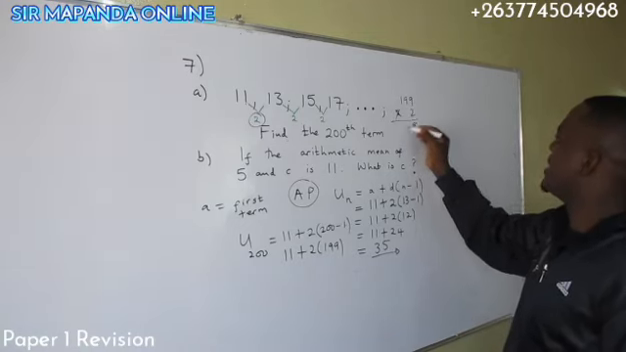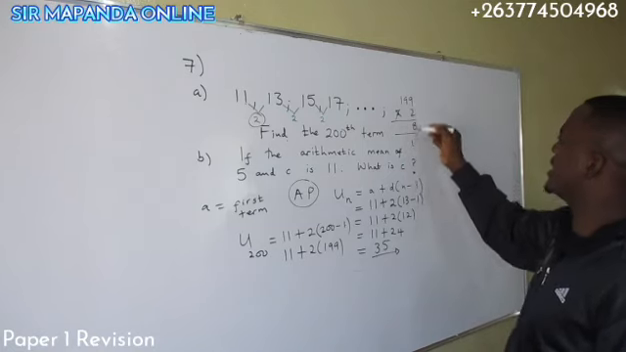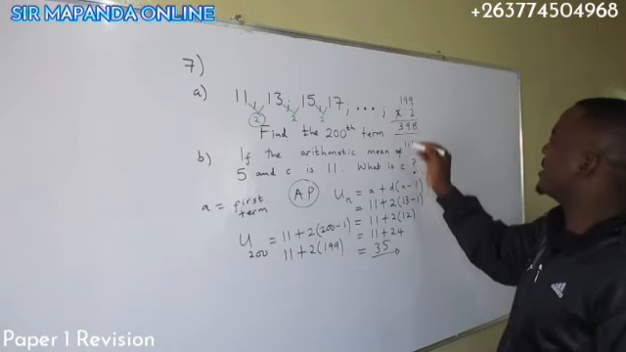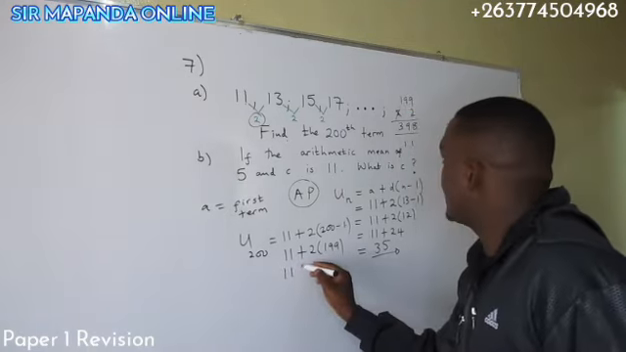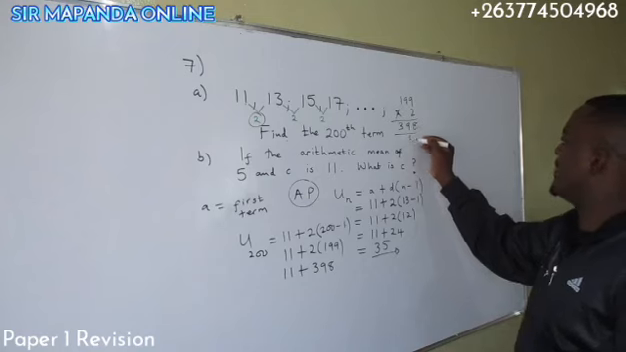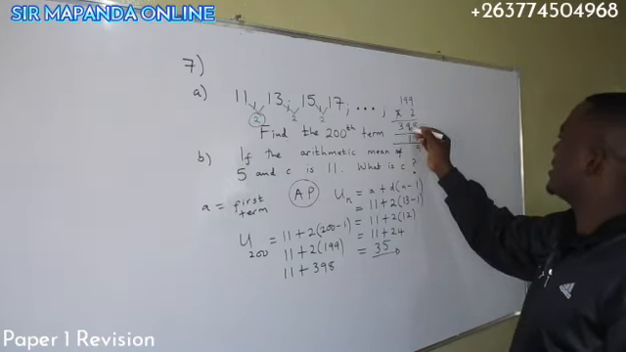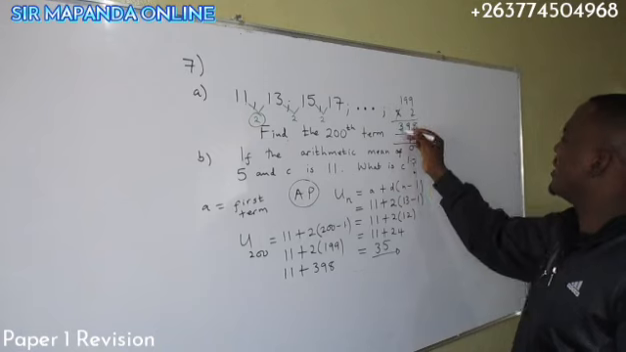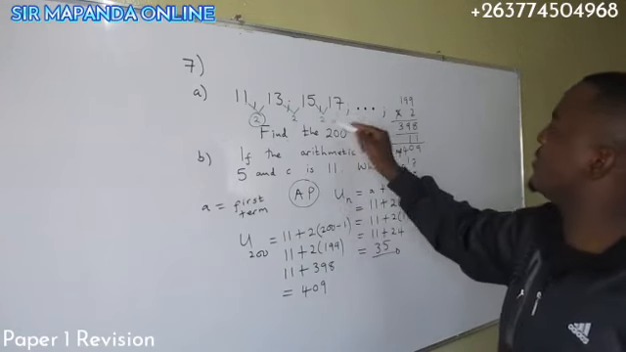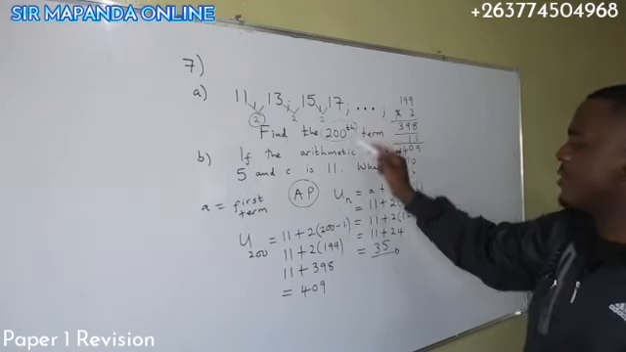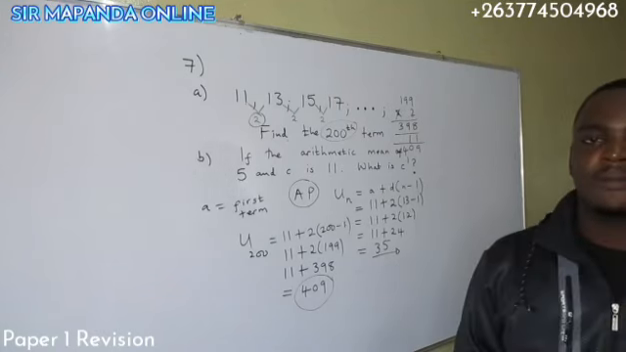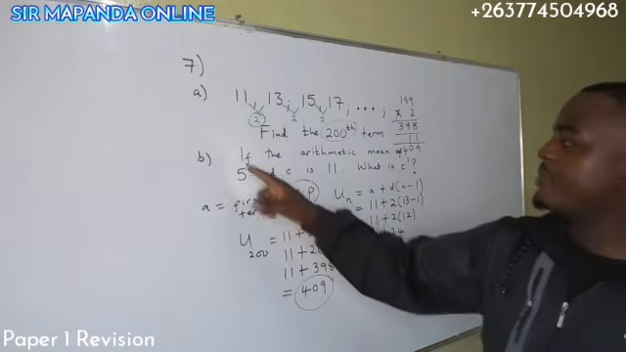2 times 9 is 18, carry 1. 2 times 9 is 18 plus 1, 19, carry 1. 2 times 1 is 2 plus 1, you get 3. So you now have 11 plus 398. So if I add 11 to 398, you get 9. 9 plus 1 is 10, carry 1. 1 plus 3, you get 4. So your final answer is 409. So if you add 2, 2, 2, 2, and 2 to the term, you get 409 as the 200th term. So this formula is simple to use. I hope you are following. Let us move on to part B.